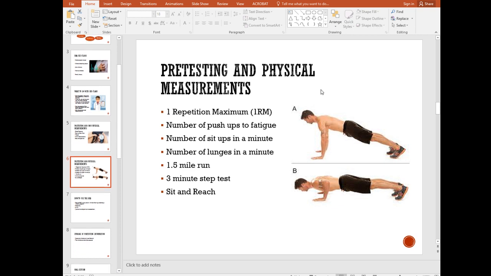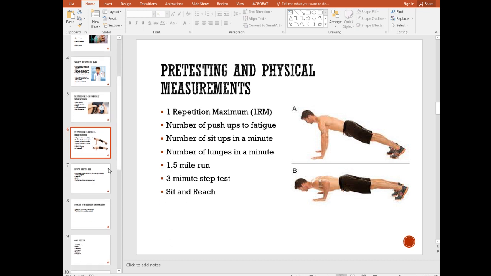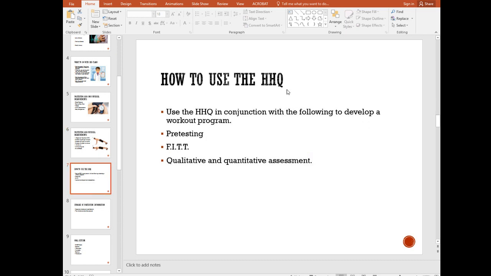And then the physical measurements would be like a 1 rep max for strength training. How much weight can you lift one time? Push-ups to fatigue, sit-ups in a minute. The ones I want you to do on the pre-test, the physical pre-test I have online, are the ones in bold. Make sure you do all the ones in bold.